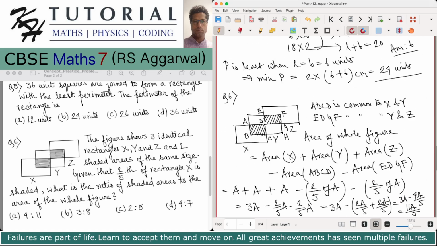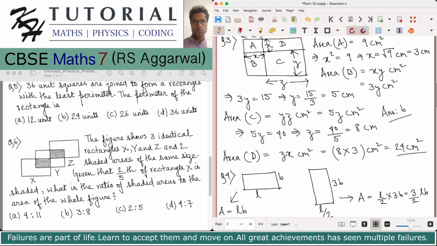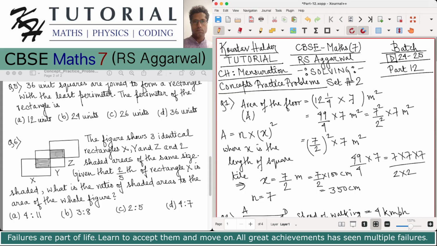So with this, it comes to an end in solving five good problems, not five good problems, but some conceptually good problems on area and perimeter of rectangle and square. I hope solving this problem will give you a good practice of applying your concepts of area and perimeter of squares and rectangles.